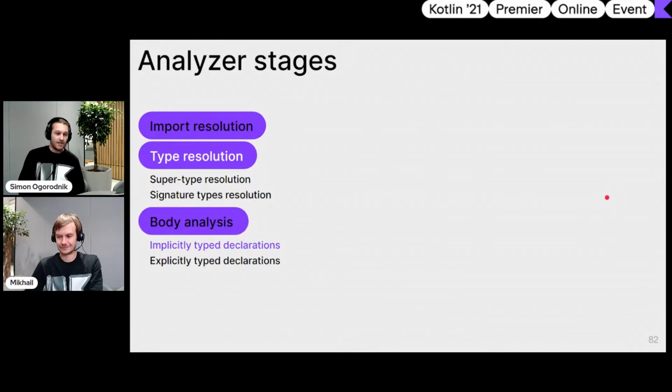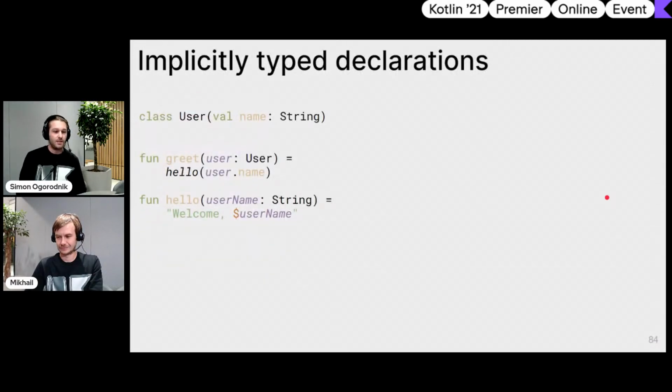And it's split in two parts, actually. In the first pass, we analyze declarations that have an implicit return type, which is not specified explicitly. Here, for example, function greet has not specified its return type. So to analyze this function, we have to analyze its content to infer its type. But we have another problem here. We have a function hello, whose type is also not specified. So we need to jump to the file where hello is defined and infer the type for it.